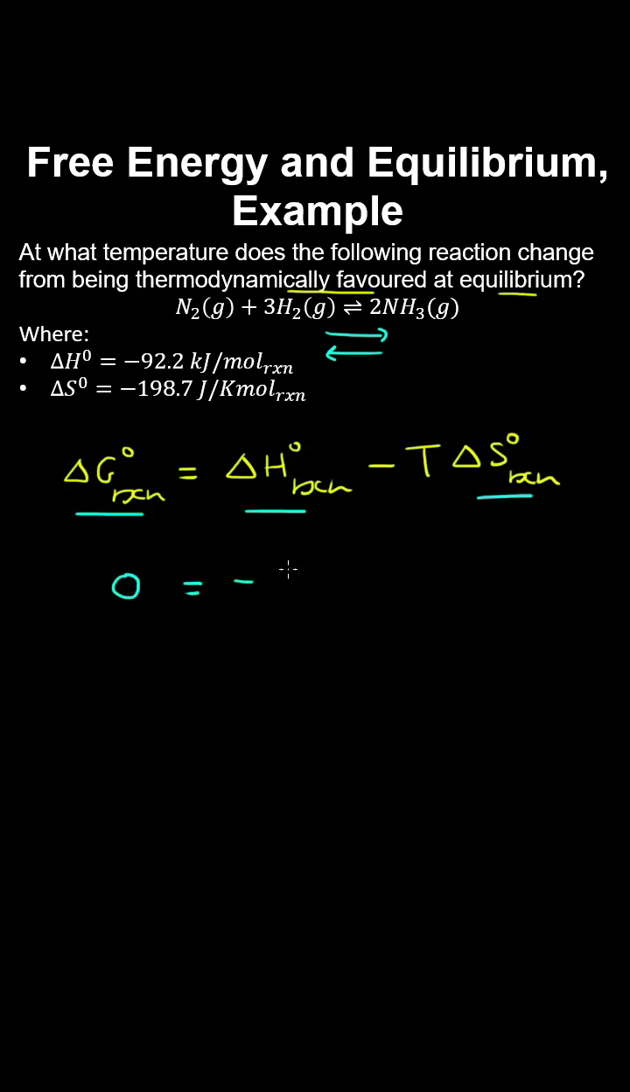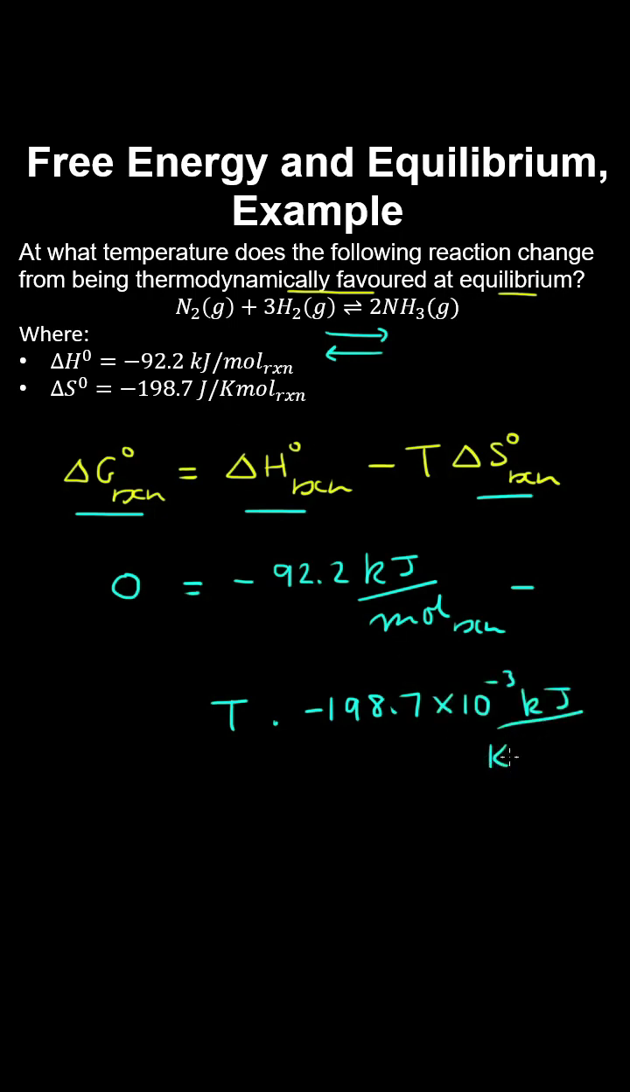So we substitute the standard enthalpy change, and we have the unknown temperature in Kelvin multiplied by the standard entropy change, which we convert to kilojoules per Kelvin mole of reaction. And now if we solve this equation for T, you're going to get cancellations between the kilojoules and moles of reaction. So if we calculate this out, we get a temperature of 464 Kelvin using 3 significant figures.